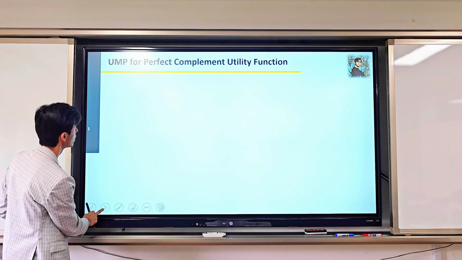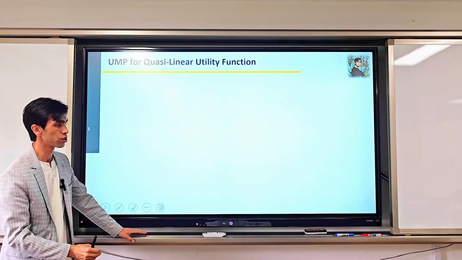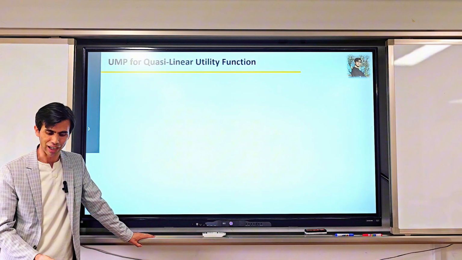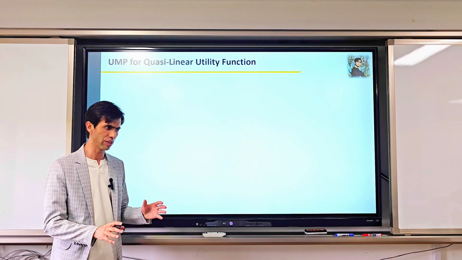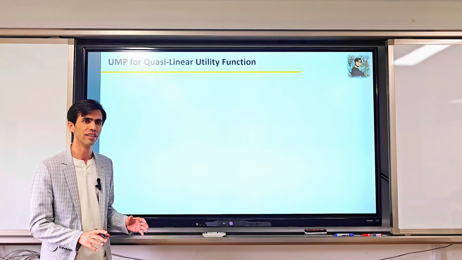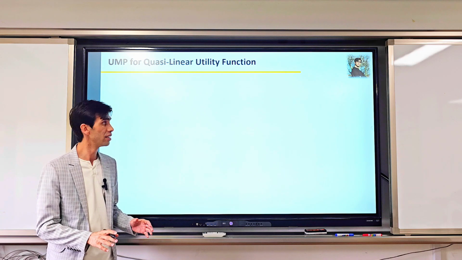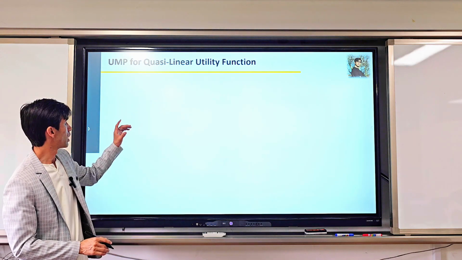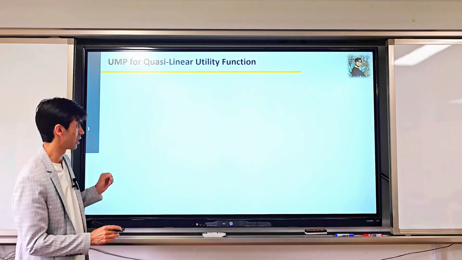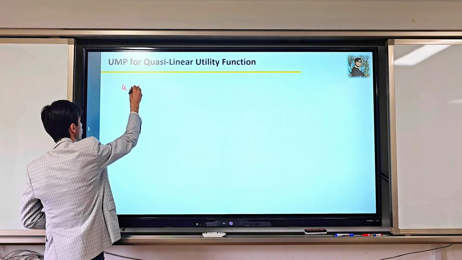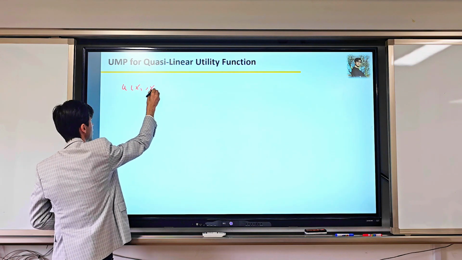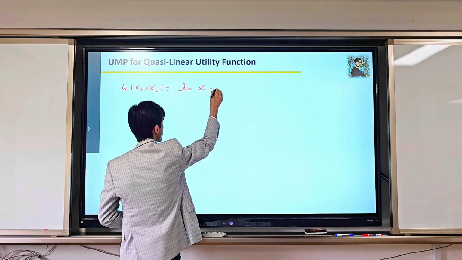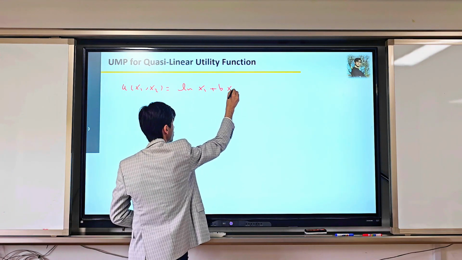And the last case is if we have a quasi-linear utility function, the utility maximization problem or process. If we have a quasi-linear utility function, for example, u(x1, x2) is equal to ln of x1 plus, for example, bx2.